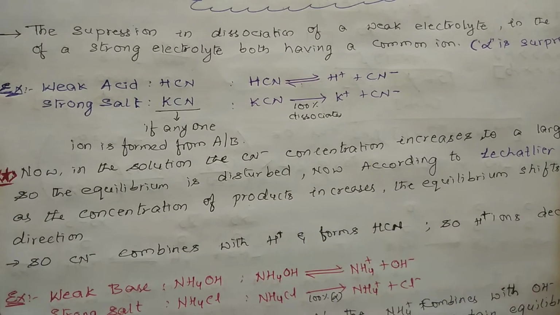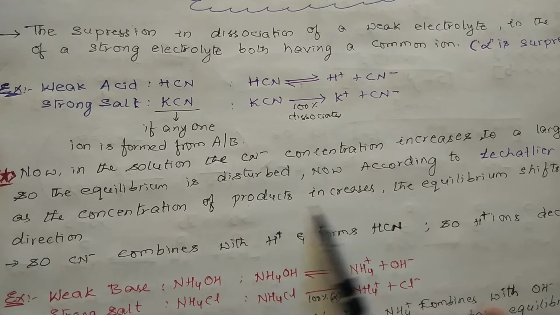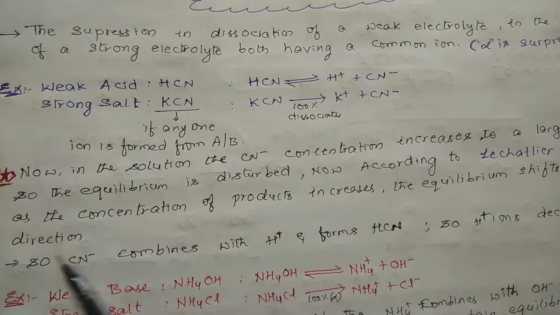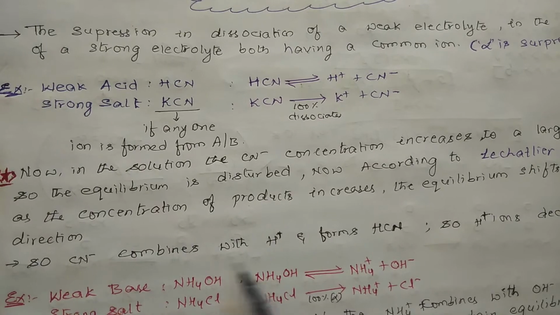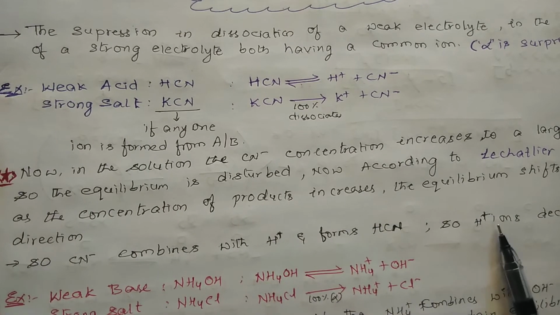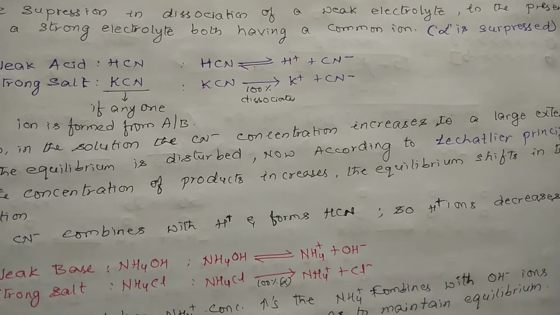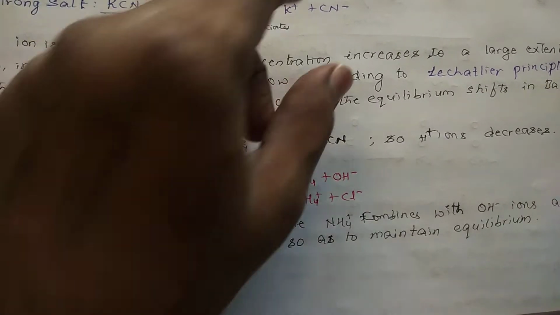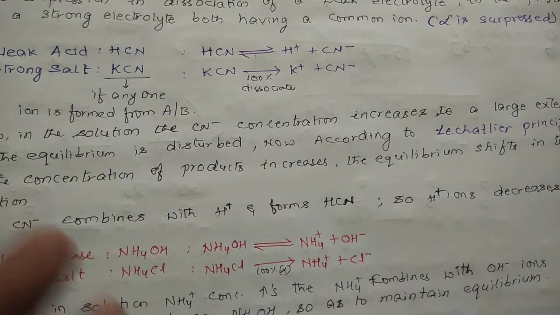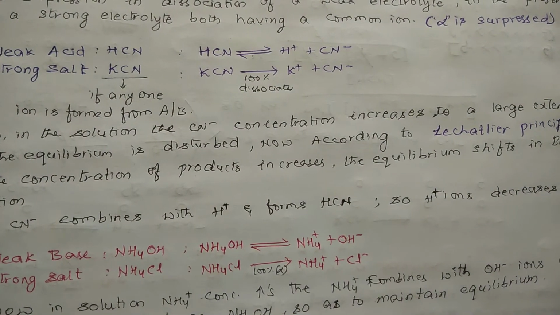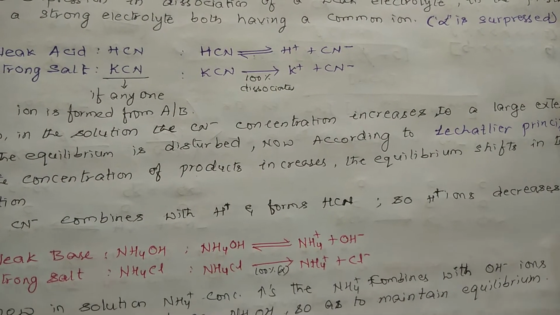So according to Le Chatelier's principle, as the concentration of the product increases, the equilibrium shifts in the backward direction. So CN⁻ combines with the H⁺ and forms HCN, so H⁺ ions in the solution decrease. Right, students? This is the reason, due to the presence of a common ion. If there is no common ion, the equilibrium will not be disturbed, then there is no problem. You should have a common ion. One should be strong and the other should be weak.